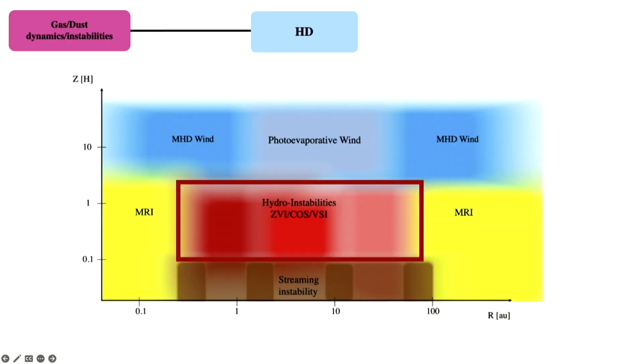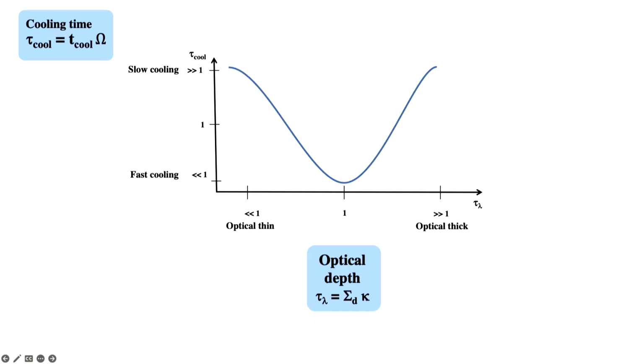Okay, let's focus now on these non-ideal regimes, because what I will now show you are the hydrodynamic instabilities which actually operate once the magnetic fields are completely decoupled from the gas motion. So then the hydrodynamic instabilities come into play. But to understand those better, we have to understand this concept of the cooling time, so tau cool, which is here the cooling time times the orbital frequency.